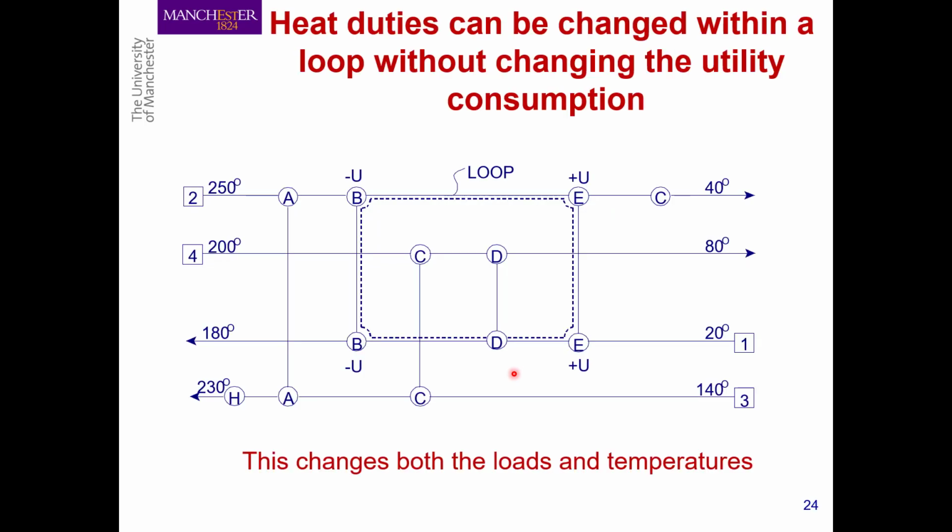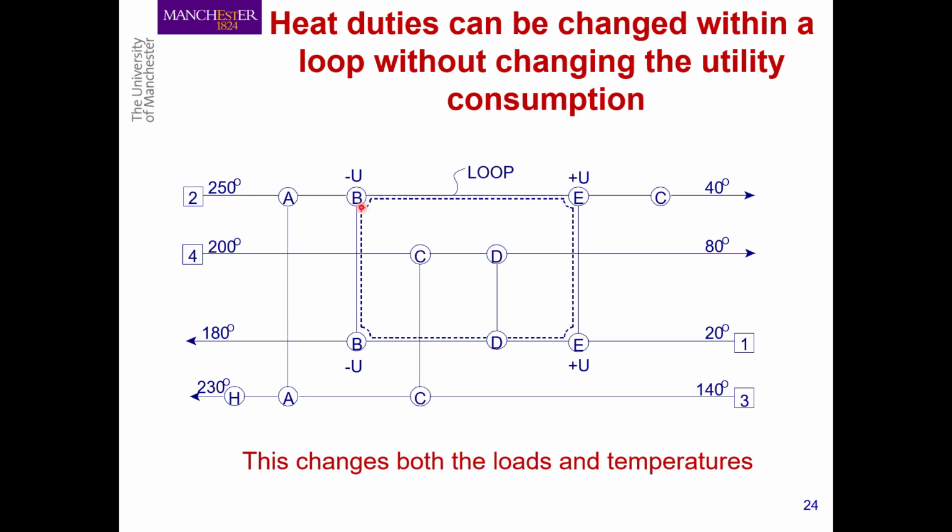So one way is to look at what are the possible heat recovery opportunities and how we can shift heat duties within a loop. Okay, so what is a loop? A loop is essentially a pathway that starts, let's say, from a particular unit, and then you move around different units, and then it comes back to the same unit. Okay, so that kind of arrangement is what we call a loop. And then we can shift heat between different units of this loop.